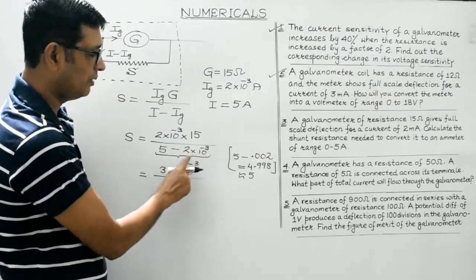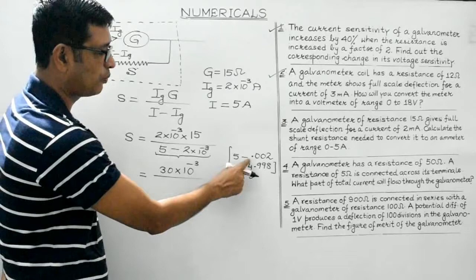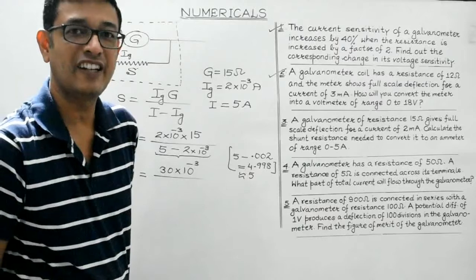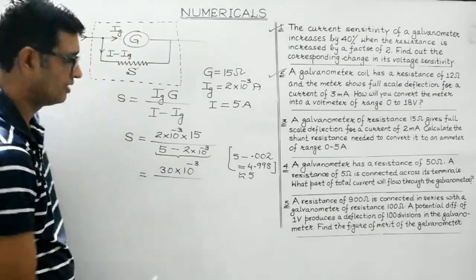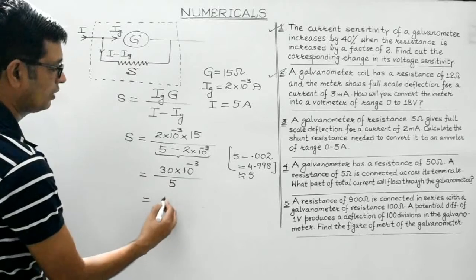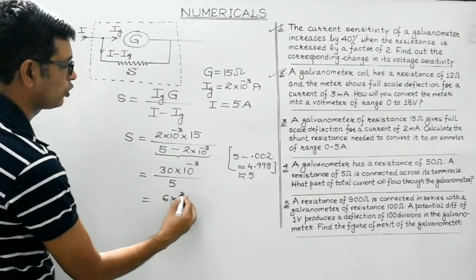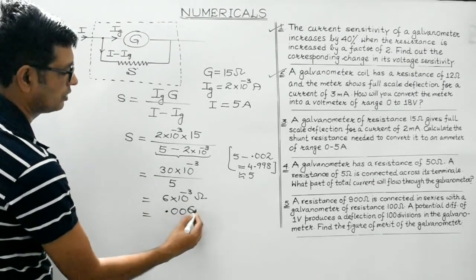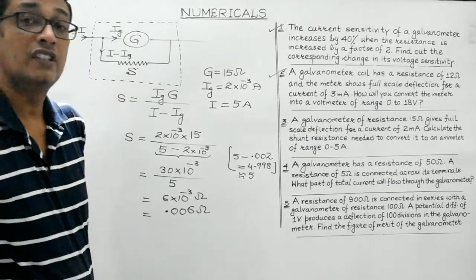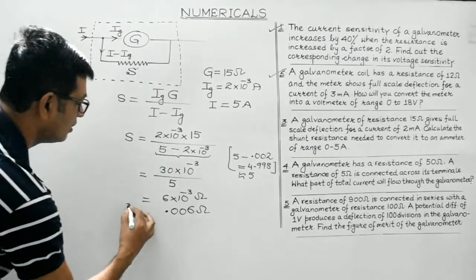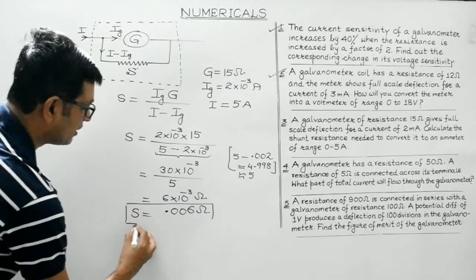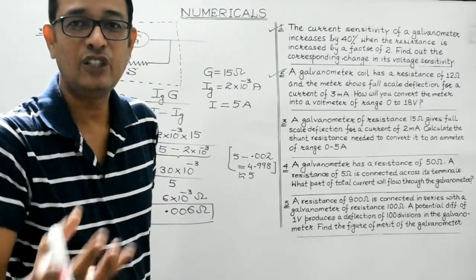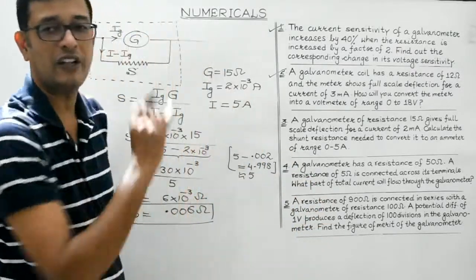So this term is extremely small as compared to this term. 5 minus 0.2 into 10 to the minus 3 is 0.002. So it will come to be about 4.998. That can be approximately considered to be 5 itself. So it will be equal to 6 into 10 to the power minus 3 ohm, or 0.006 ohm. So this is the value of this shunt, which is to be connected in parallel to the given galvanometer coil so as to convert it into an ammeter of range 0 to 5 ampere.